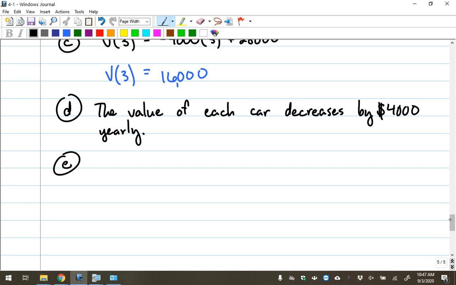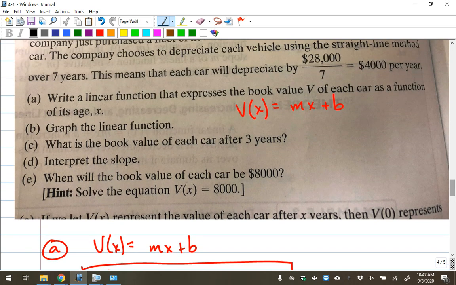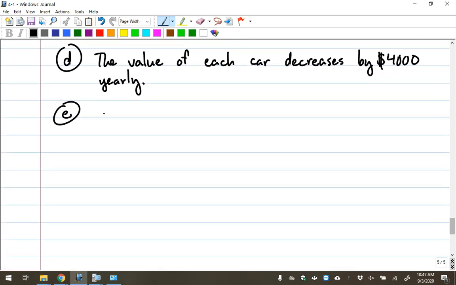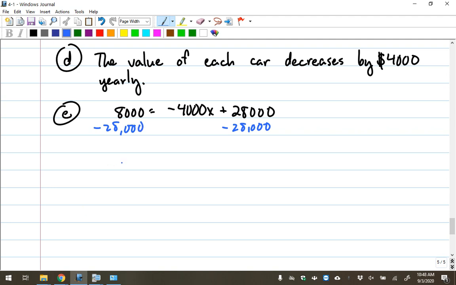All right, E part. Go back up here and read what it says. When will the book value of each car be $8,000? Solve the equation. V of x equals 8,000. They give us a hint. So I'm going to take 8,000. Yeah, plug it in for V of x, just like we did on the non-word problems. Solve that. Subtract 28 grand. That'd be negative 20 grand. Negative 4,000. Divide by negative 4,000.